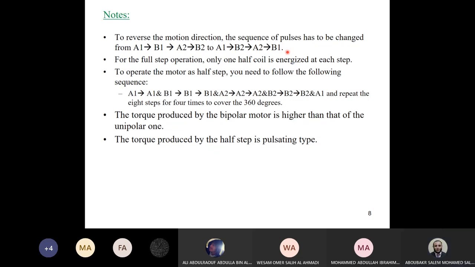We have higher torque in the bipolar case because, as we have described, the rotor is coupled from 4 sides in case of half step, or from 2 sides in case of full step. So it's higher torque compared to the unipolar motor. However, the torque produced by half step is pulsating type, either in unipolar or bipolar. And this is one of the drawbacks of the half step operation for any kind of stepper motor.